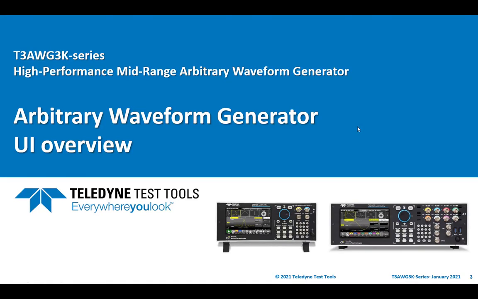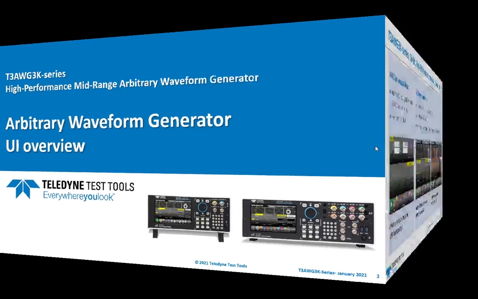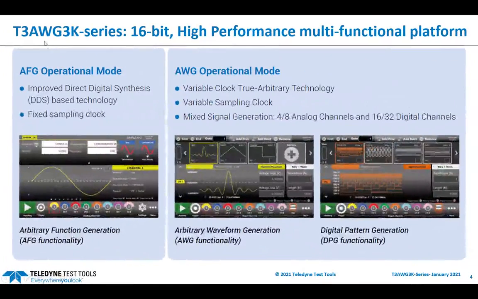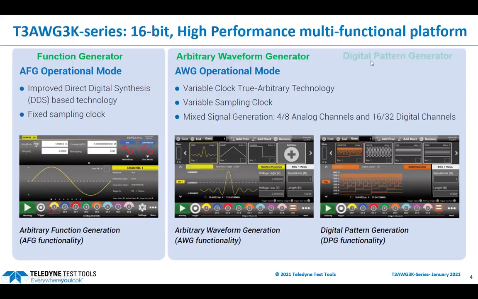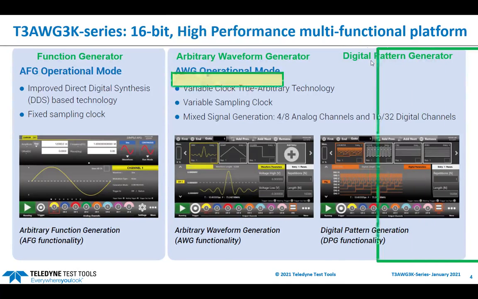Today we explore the Arbitrary Waveform Generator user interface, part of the T3AWG3K series, a high performance mid-range arbitrary waveform generator, which is available in 2 up to 8 channels. The T3AWG3K series is a 16-bit multifunctional platform. It combines a function generator, an arbitrary waveform generator, and a digital pattern generator in a single instrument. Let's have a look at the arbitrary waveform generator user interface.